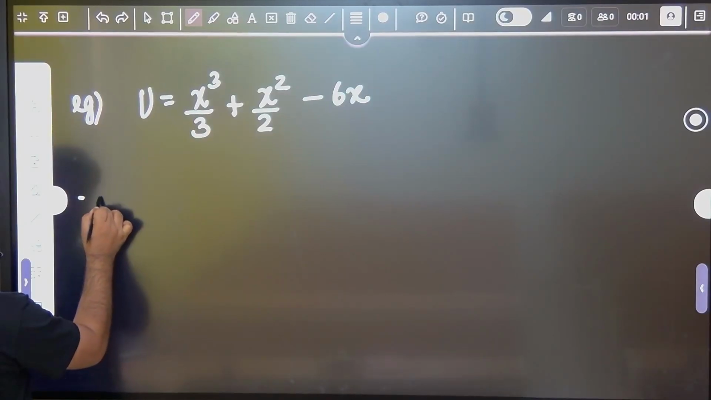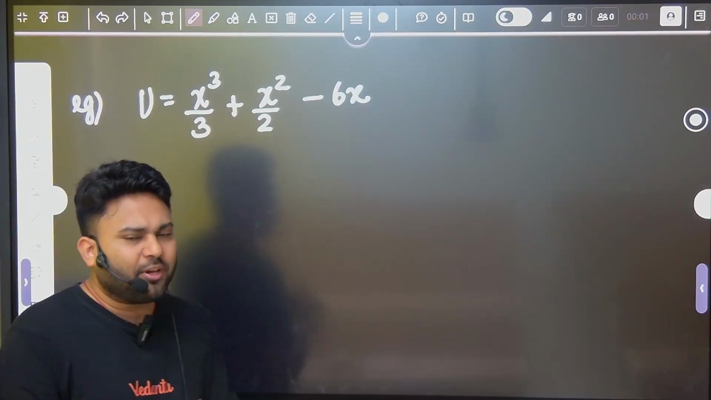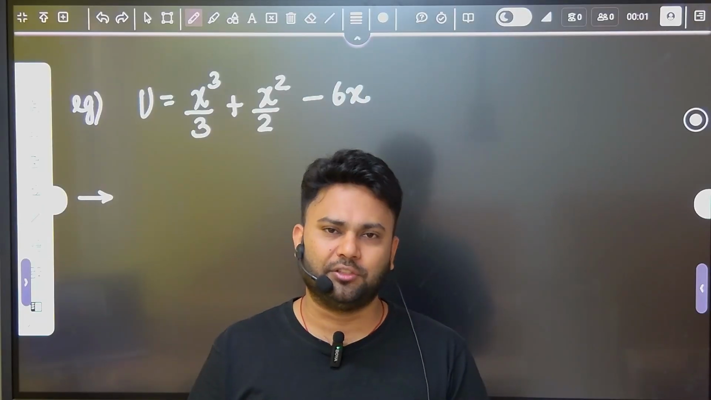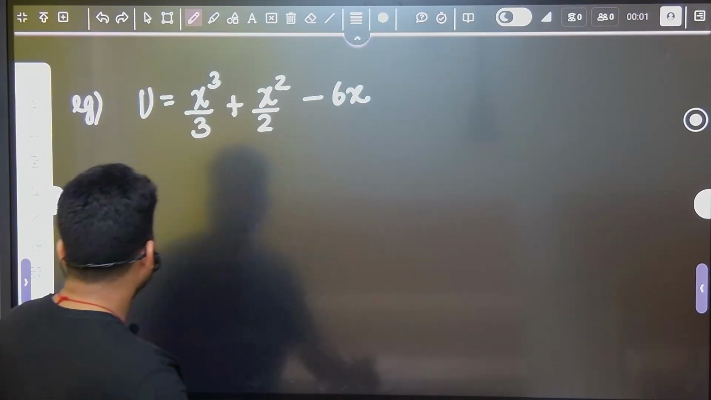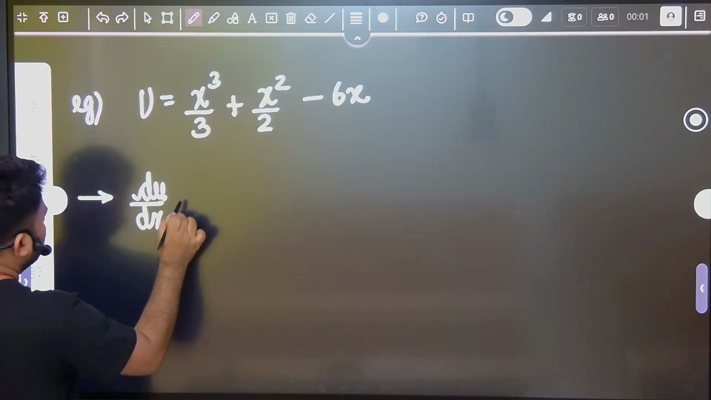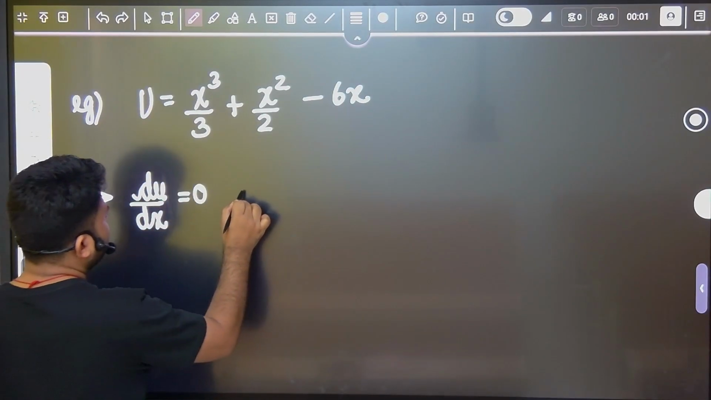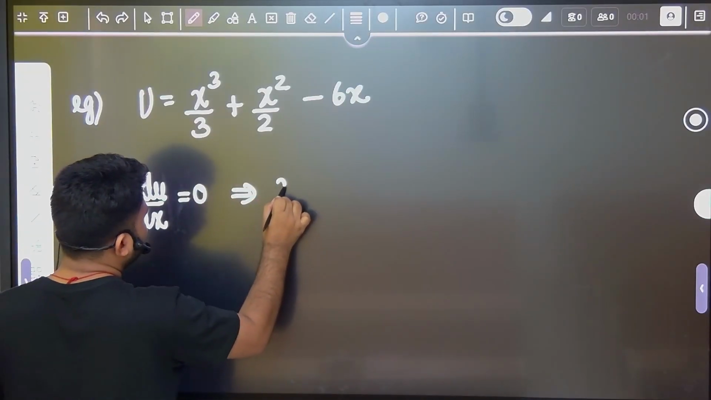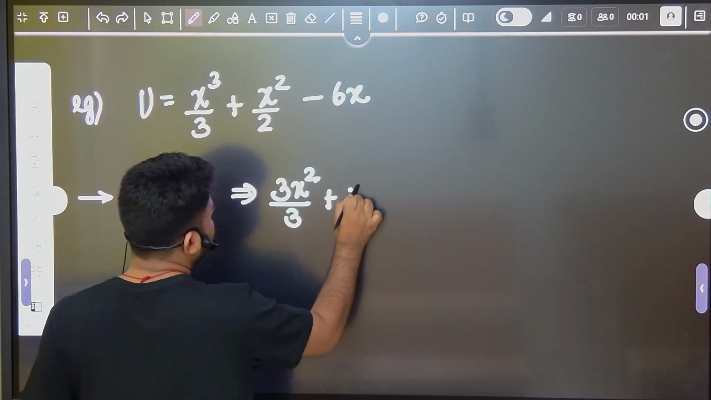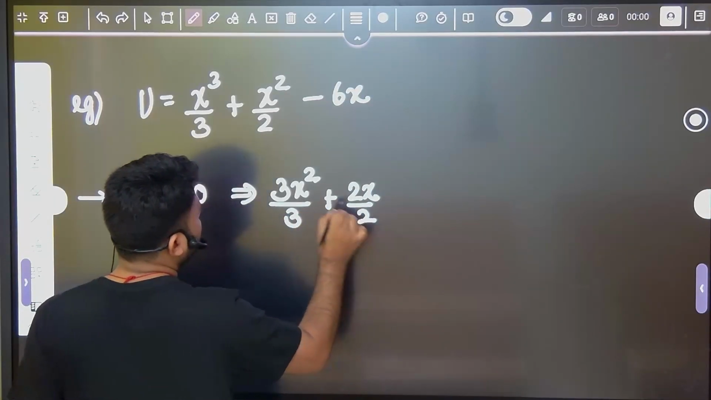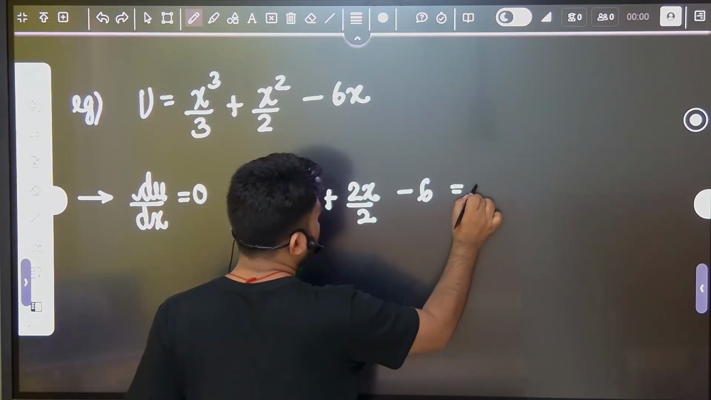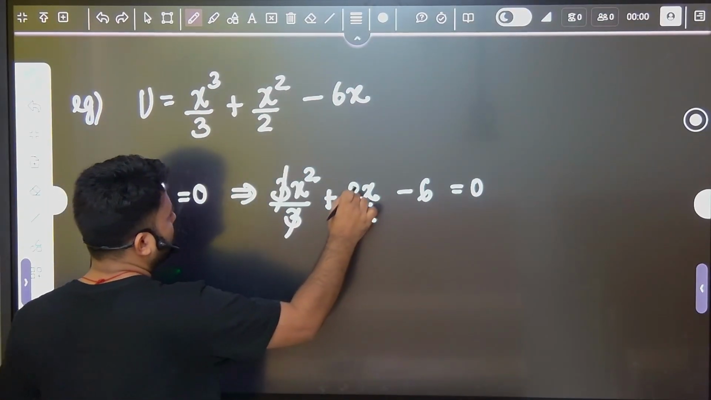So the first point will be whether it is stable or it is unstable. First thing is clear now that du by dx has to be 0 for any kind of equilibrium. So first condition is that du by dx has to be 0. So differentiate. X cube differentiation 3x square by 3. X square differentiation 2x by 2. Minus 6x differentiation minus 6. And this du by dx has to be 0. So this 3 gone, 2 gone.